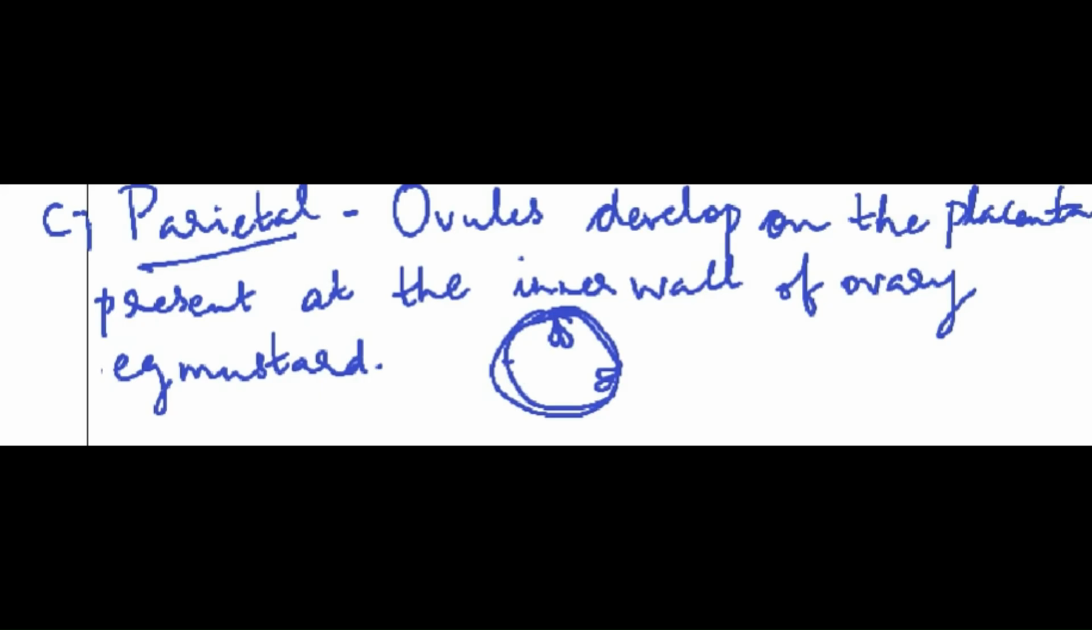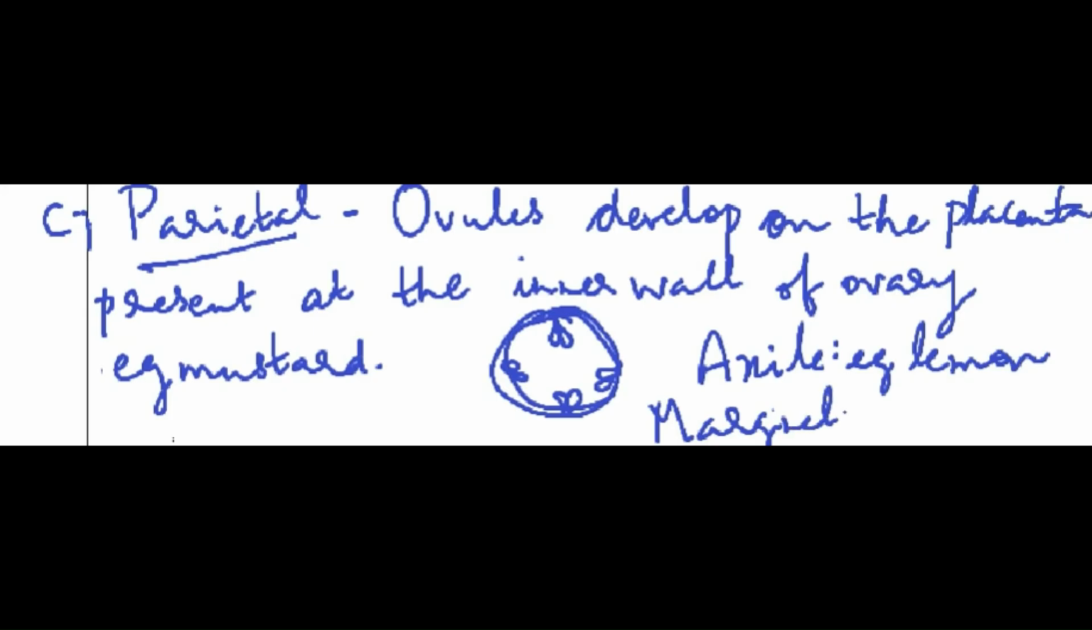There is a cross section of an ovary where you can see the ovules are attached to the inner wall of the ovary. In that case you can call it parietal placentation, for example, mustard. Before that, I had discussed axile placentation, whose example is lemon. And marginal placentation can be seen in peas or beans. We can see the ovules are attached marginally.